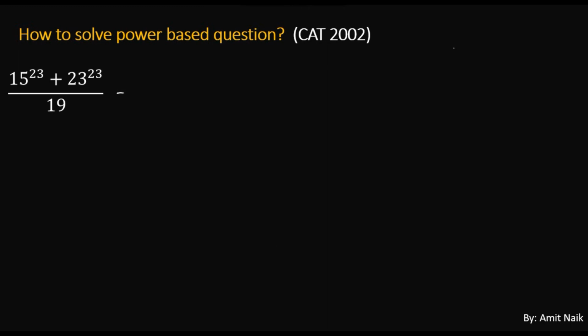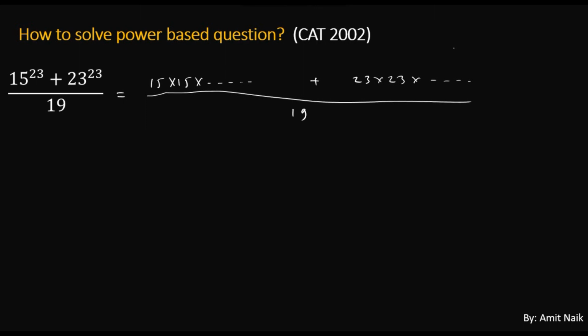Now we'll solve one last question, which is 15 to the power 23 plus 23 to the power 23 divided by 19, which is nothing but 15 multiplied 23 times plus 23 multiplied 23 times, and the whole divided by 19. Each time I divide 15 by 19, I think by now you should be able to clearly tell me the remainder should be minus 4, or plus 15. So I will prefer minus 4. Why? I'll tell you in the next step.